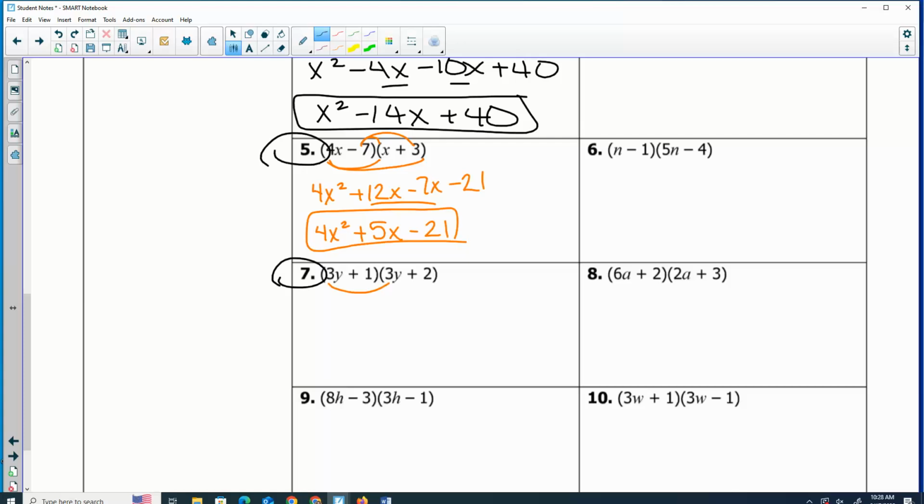This one, 3y times 3y is 9y squared. 3y times 2 is 6y. 1 times 3y is 3y. 1 times 2 is 2. So combine like terms. 9y squared plus 9y plus 2. Did very well on those when I was walking around. Only mistakes were really from a sign error, so not a big deal.